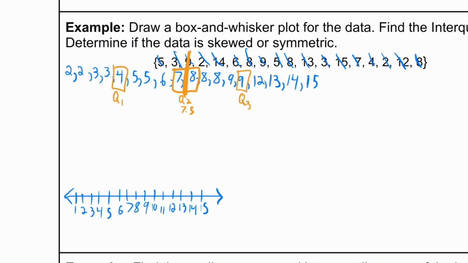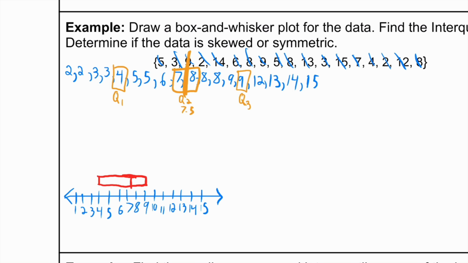So, oh well. And so now, I can make my box. The middle of my box goes at 7.5. The start of my box is at 4, my quartile 1. The end of my box is at my quartile 3 at 9. And so then I can draw my box here connecting quartile 1 to quartile 3, and going through quartile 2.